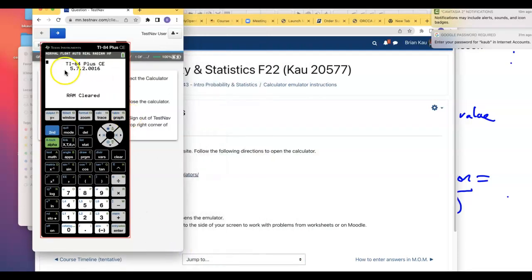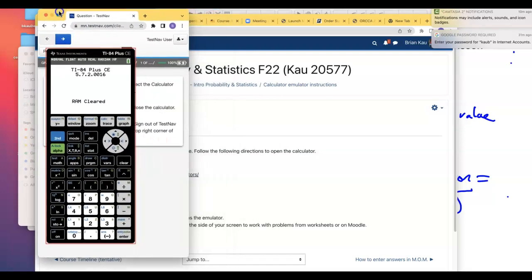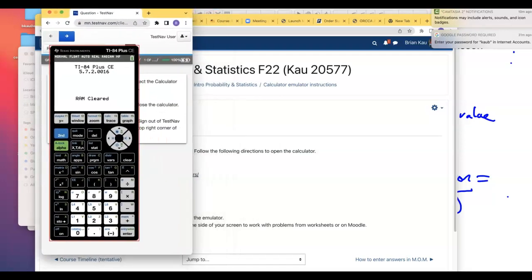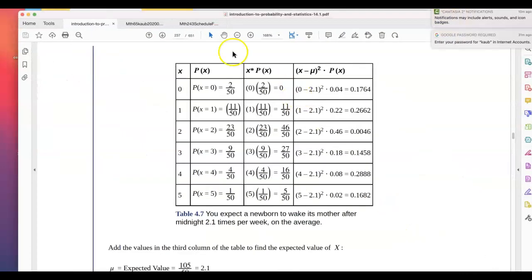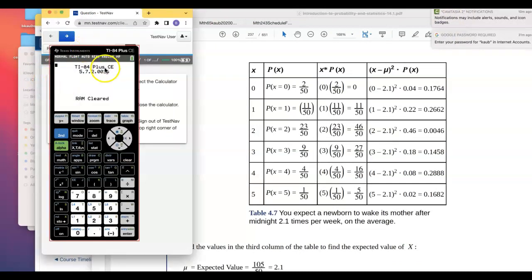So now we have a calculator that we can use. All right, now we're going to use this on this problem. So let's go back to the problem. Open it up. Okay, here's our problem. So what we would do on this problem is we would put x and p of x in your stat table. So you hit stat, you go to edit, which is 1 or just enter. Since 1's highlighted, you can just hit enter.